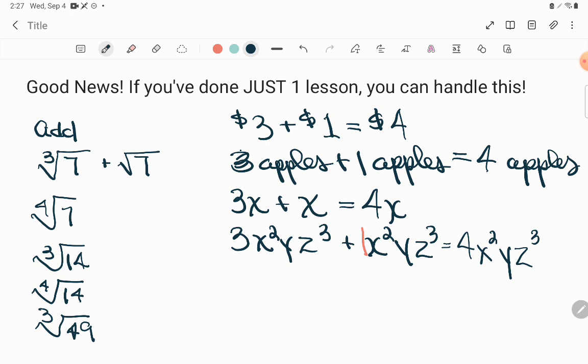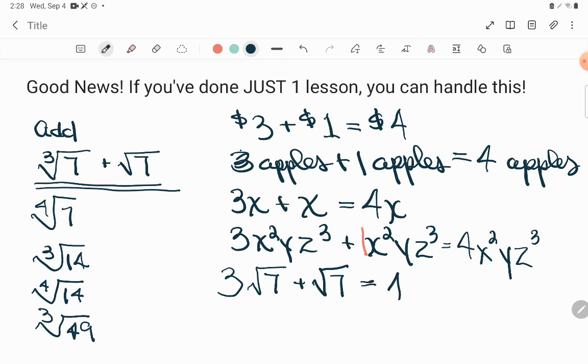Same thing here. We've got a problem. If they're not the same thing, which these aren't, and I'm about to show you why, you're not going to be able to add them together. But what if they were? What if the 3 had been in front, like someone said this problem should have been? If I had 3 square roots of 7 plus another square root of 7, could I add that? Well, sure I could. Now I have 4 square roots of 7.